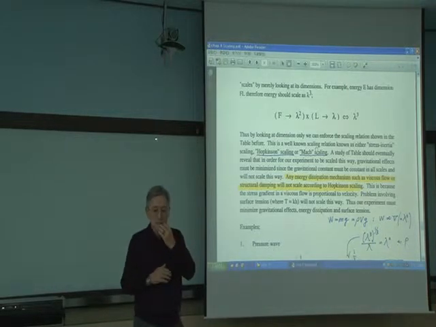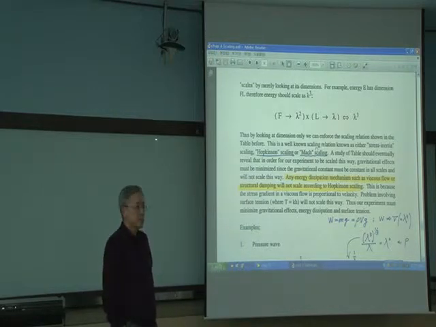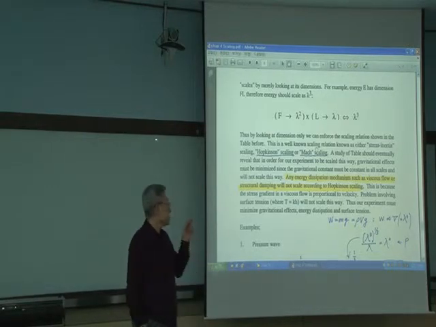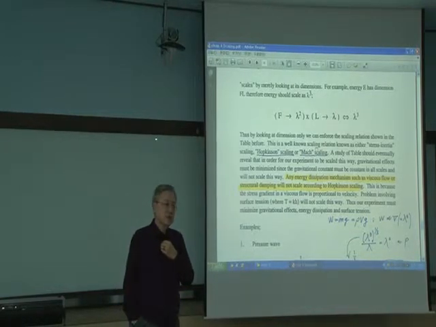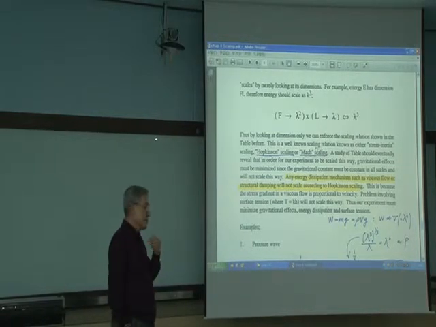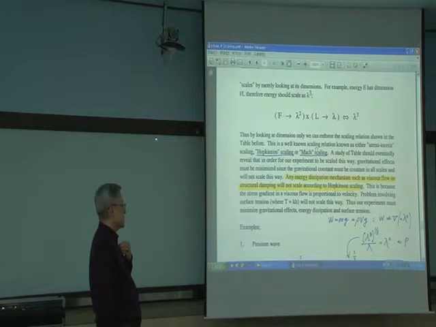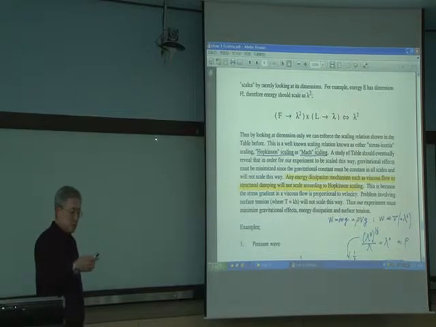Okay, we're gonna spend the next maybe 5 or 10 minutes to finish the scaling. This particular page is important to get the scale factor for different physical parameters. Rather than going through the physical dimensions and trying to find a scale factor for each physical parameter, this is the way to do it.